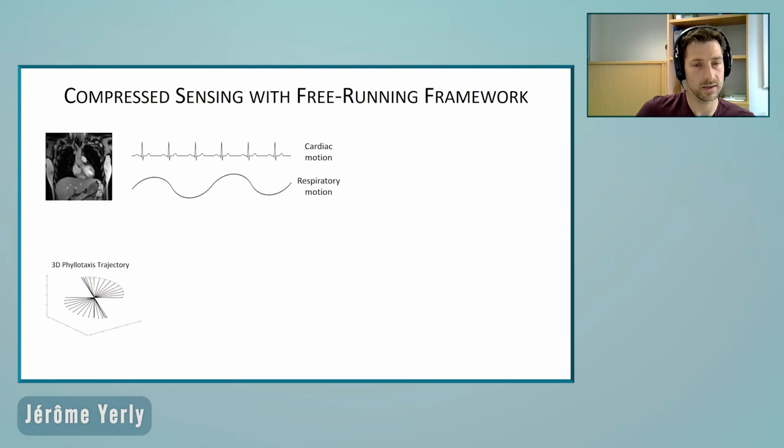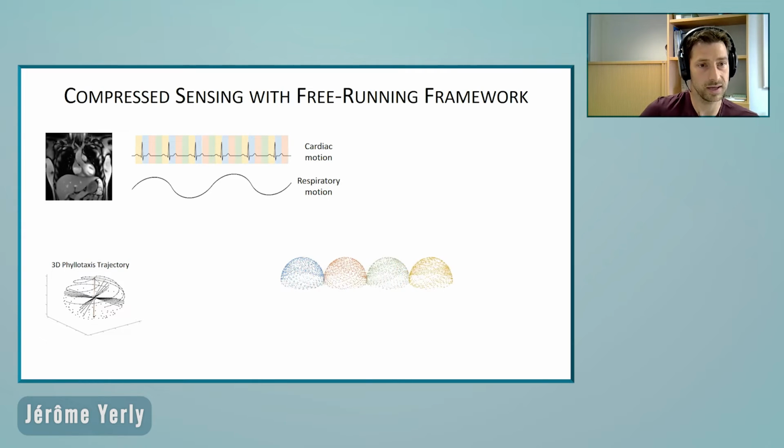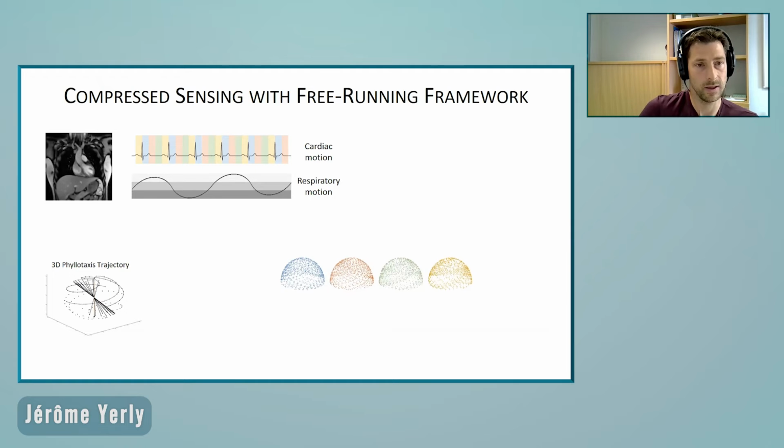this compressed sensing reconstruction is used in our free running framework. I'm not going to go into details, but this free running framework uses a 3D phyllotaxis trajectory to acquire data continuously, regardless of the cardiac motion or respiratory motion. But once we acquire all the data, then we use the cardiac signal and the respiratory motion in order to bin the data into different cardiac phases and into different respiratory positions. And that gives us basically a 5-dimensional data set.